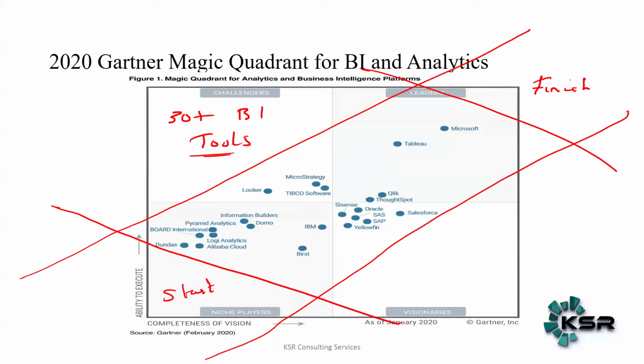Microsoft is in the first place. Very good. The first point, Microsoft is on top. Followed by Tableau. Tableau is second. Very good. Next. Competition between Microsoft and Tableau. Very good. The competition is between only two players. Other people? Okay, fine. Next.